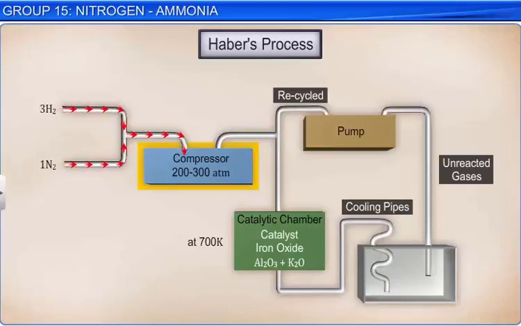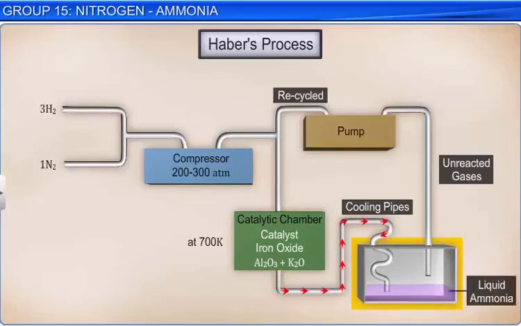Then, these compressed gases are let into a catalytic chamber that is fed with finely divided iron oxide with alumina at 700 Kelvin. Subsequently, the ammonia formed along with unreacted nitrogen and hydrogen gases are liquefied to obtain liquid ammonia.